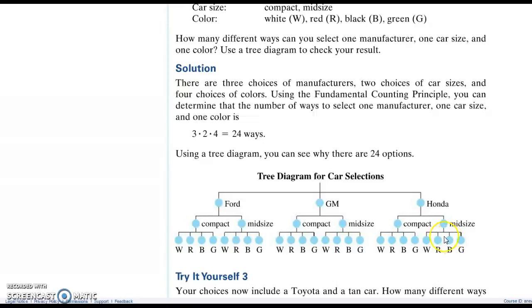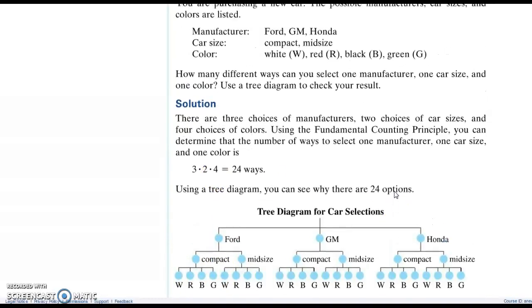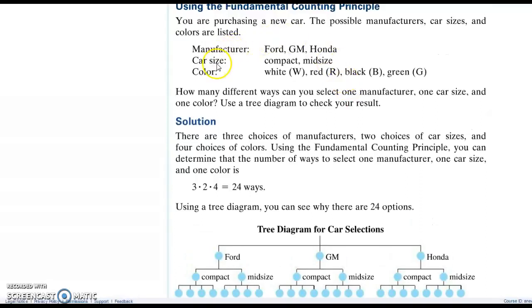The faster way to get to that is say, okay, there's 3 choices for the first decision. There's 2 choices then for the size. So 3 times 2 gives me 6 nodes at this level. And then there's 4 choices for the color. So if I take those 6 nodes and multiply them all by 4, now I have 24 total outcomes. So there's 24 different ways to pick your manufacturer, car size, and color if these are your choices.